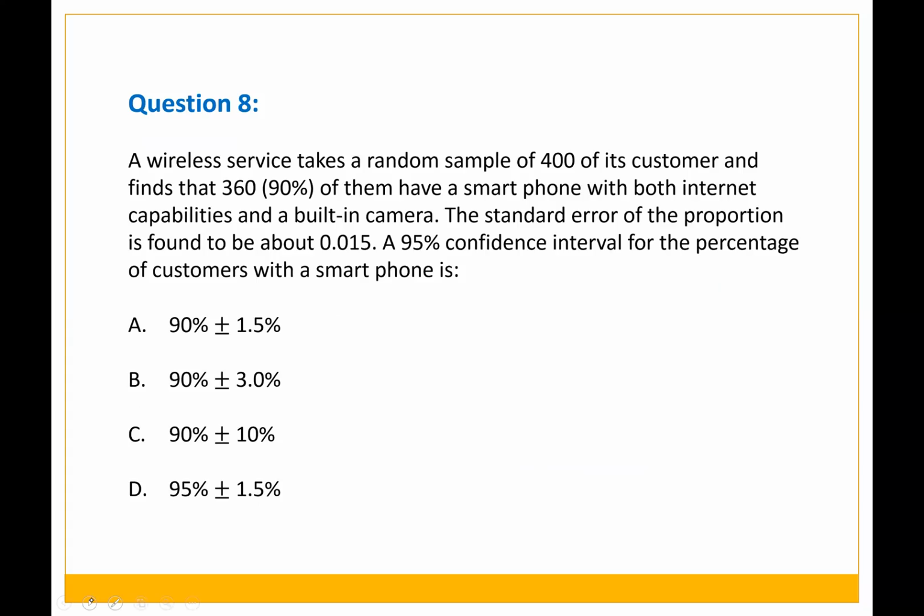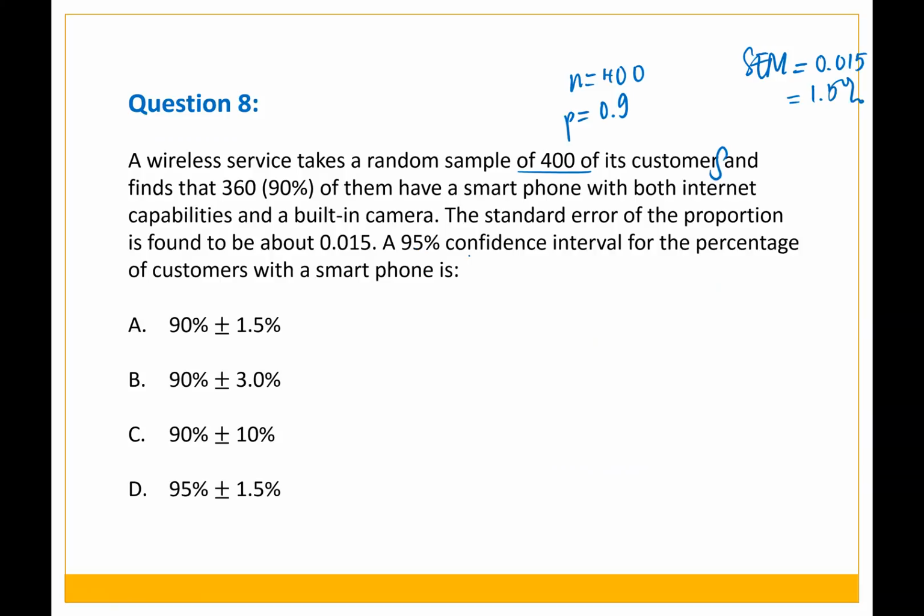Now lastly, question 8. A wireless service takes a random sample of 400 of its customers and finds that 360, or 90% of them, have a smartphone with both internet capabilities and a built-in camera. So we have a sample of 400 and a proportion of 90%, which is 0.9. The standard error of the proportion is found to be about 0.015. So this is the standard error, SEM is 0.015 or 1.5%.